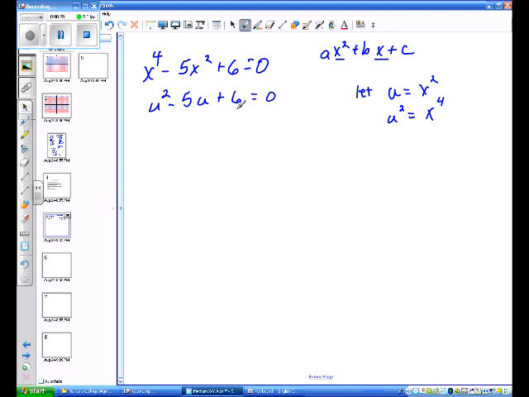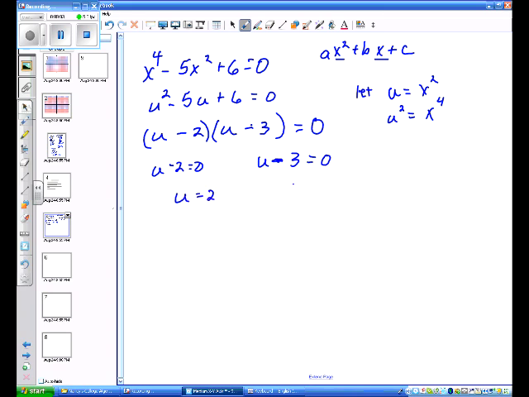Now we have us a quadratic equation, which we know how to solve. In fact, we can factor this one. We want factors of 6 that add to be 5. Well, that would be 2 and 3. The signs are the same because we added them, and they're both negative. And setting each factor equal to 0, we get u minus 2 equals 0, and u minus 3 equals 0. So u equals 2, and u equals 3.